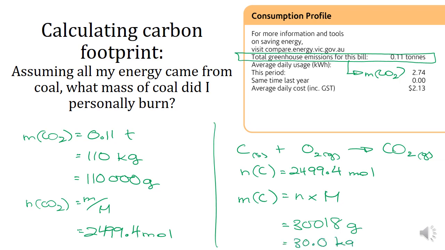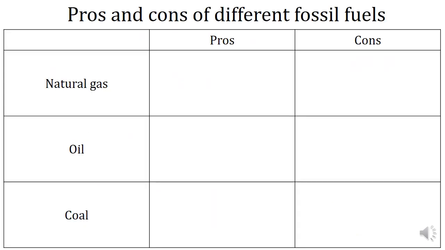which is 30.0 kilograms. So I personally, over the course of, I think that was a month, my energy that I used was the equivalent of 30 kilos of coal. Cool. So let's just take a step back and talk about our different forms of fossil fuels and their pros and cons.